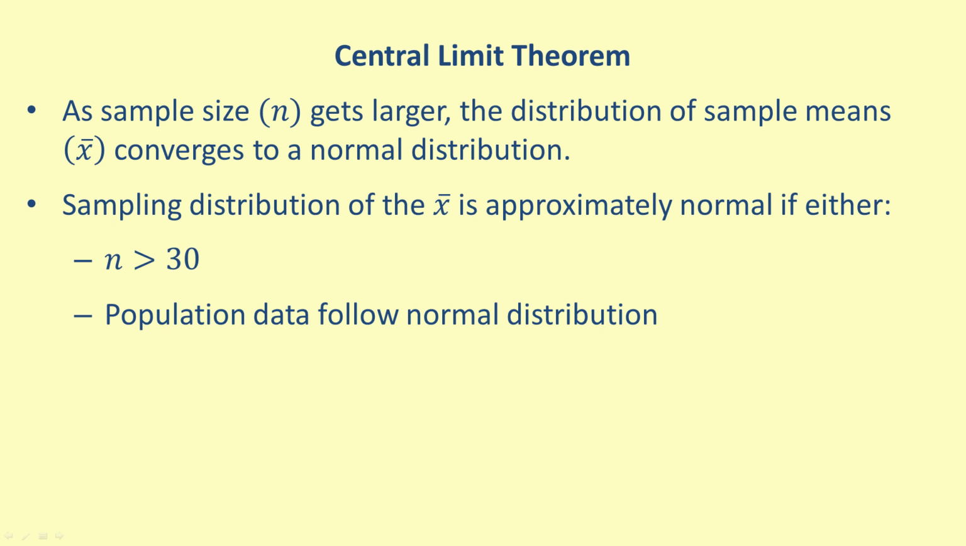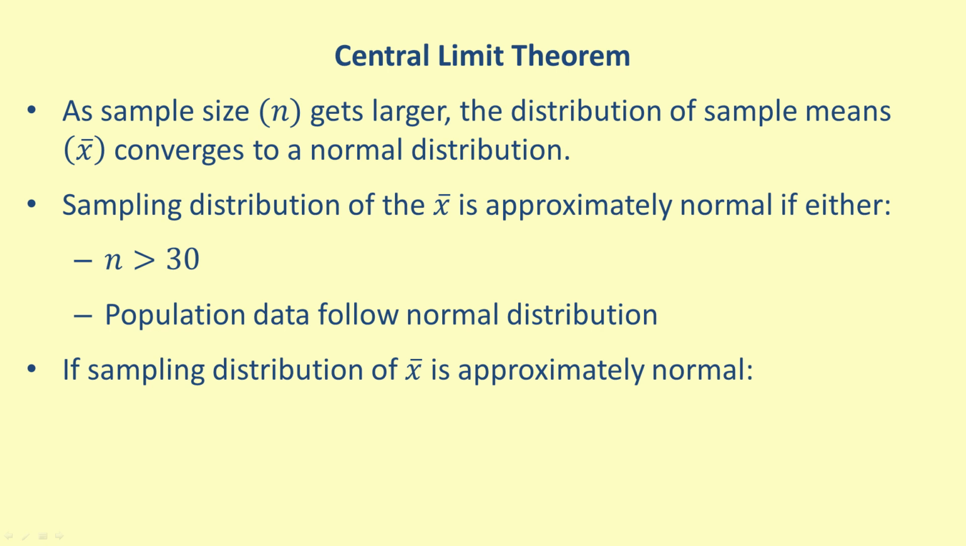If the sampling distribution of the sample mean is approximately normal, then we can find and make use of the mean and standard deviation of that sampling distribution. The mean of the sampling distribution, mu sub x bar, is equal to the mean of the population distribution, mu. The standard deviation of the sampling distribution, sigma sub x bar, is equal to the standard deviation of the population distribution, sigma, divided by the square root of the sample size, n.